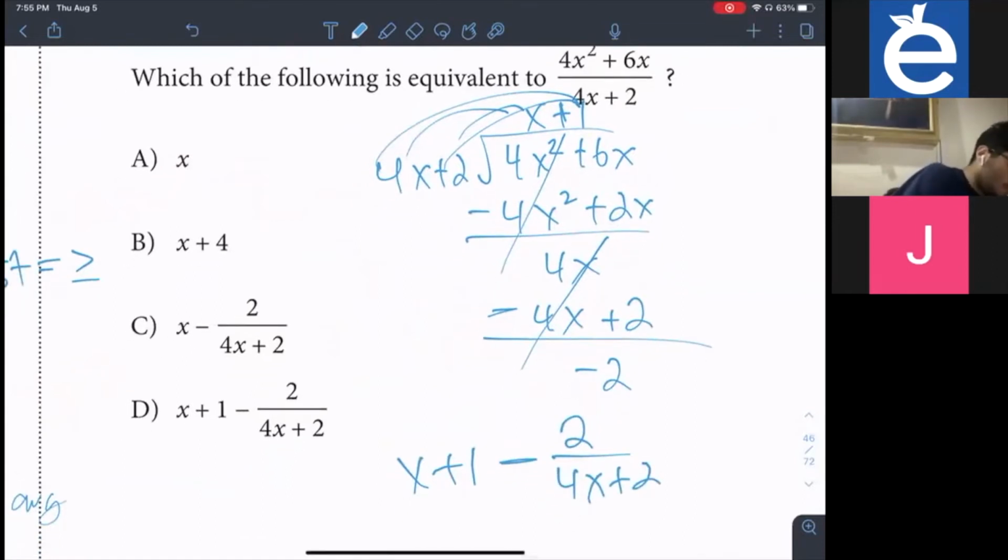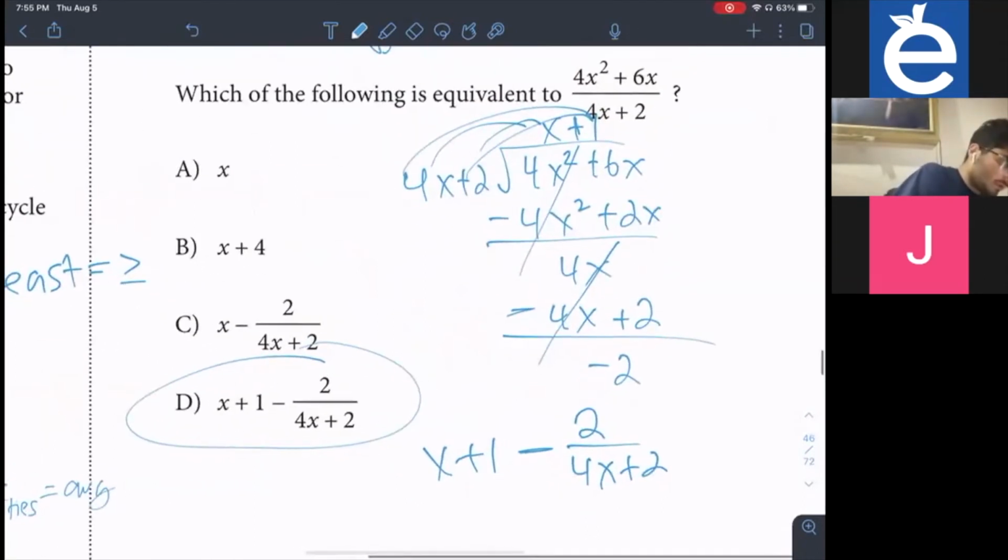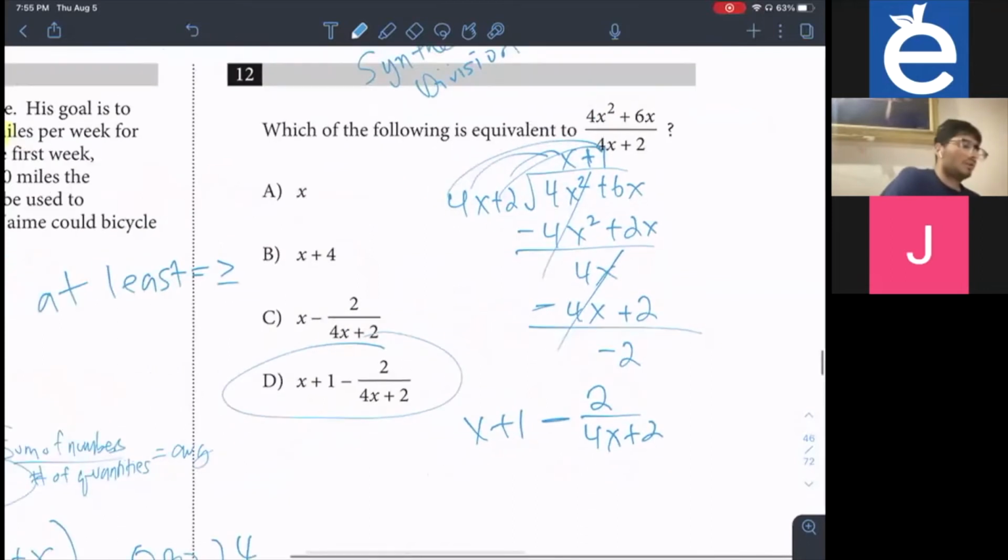Let's see if it matches one of the choices, and yes, it does. Choice D. So that's the way to do this problem. Just use synthetic division. Question 12 is D.